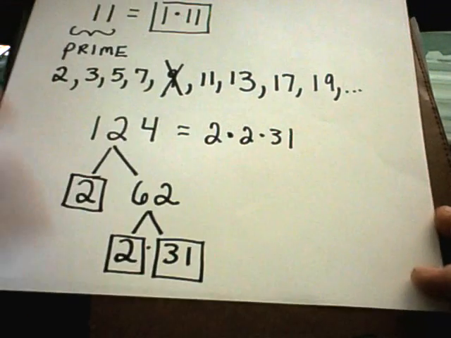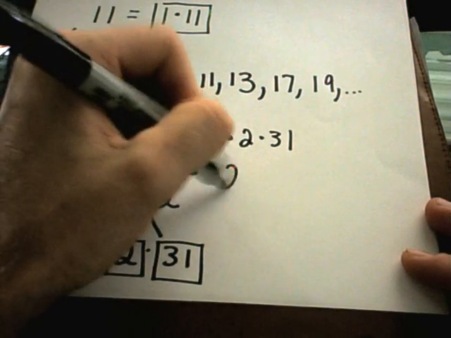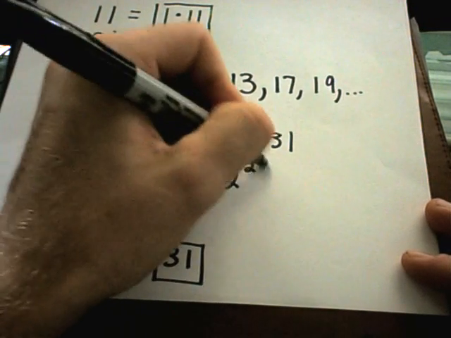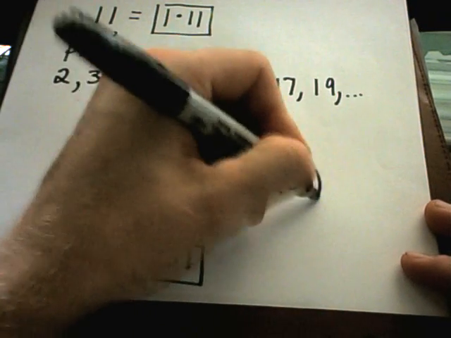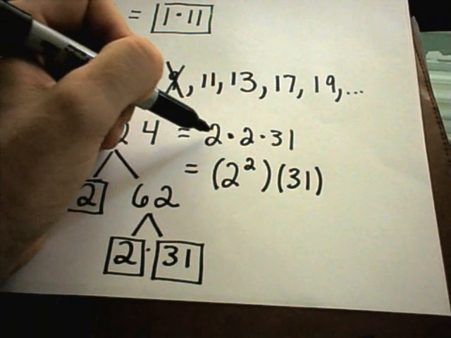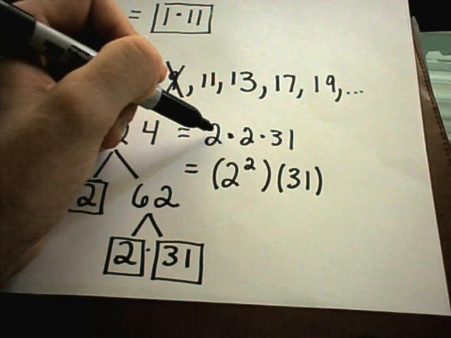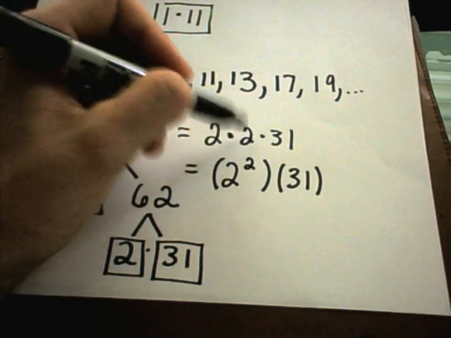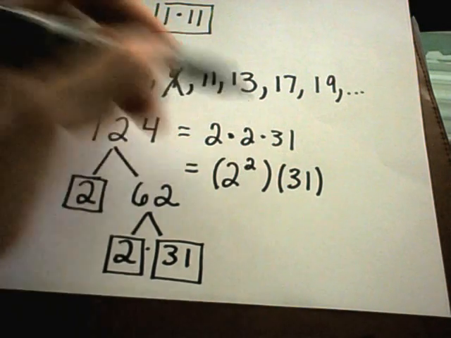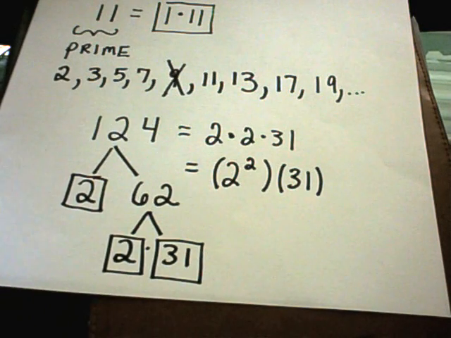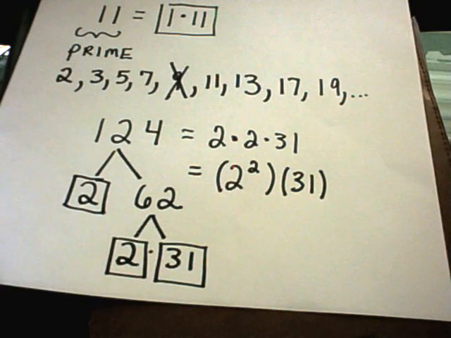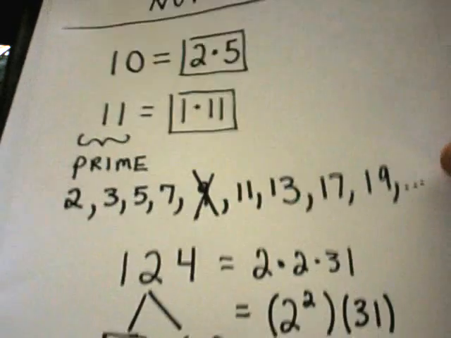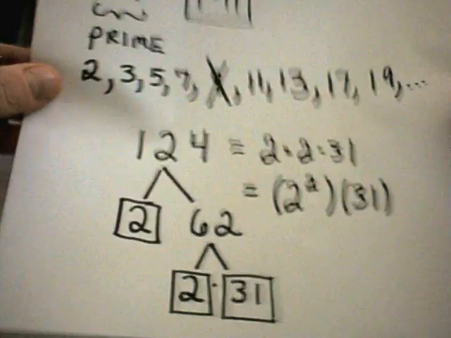And we could also write 2 times 2 times 31 as 2 squared times 31. And this factored form is sometimes what's known as the prime factorization, because every number I'm left with, since I can't break it down any further, those will in fact, by definition, be prime numbers. So let's do maybe one more here. And this is really, again, basically the gist to factoring a number.